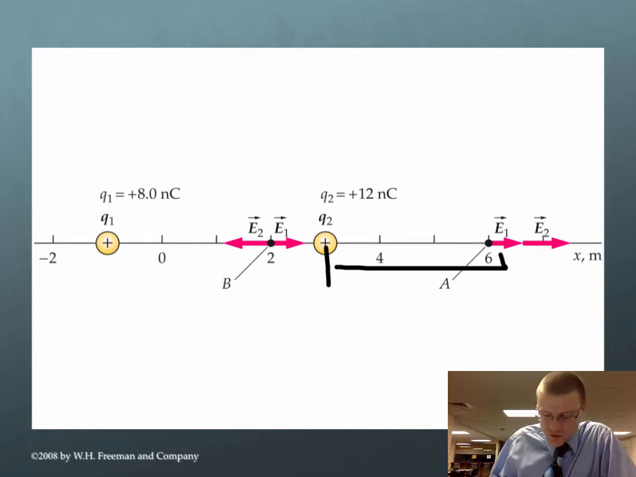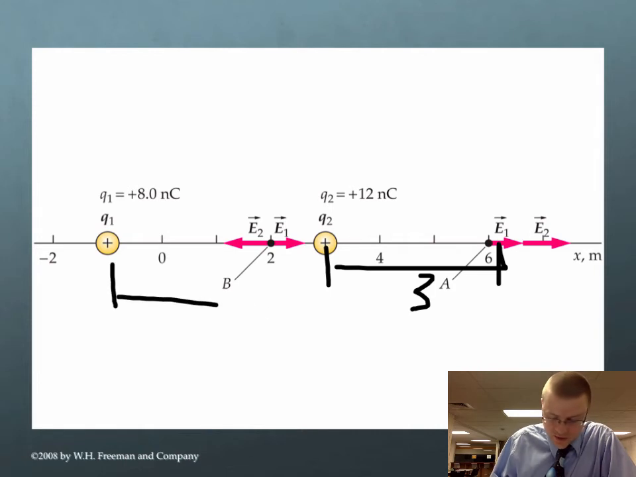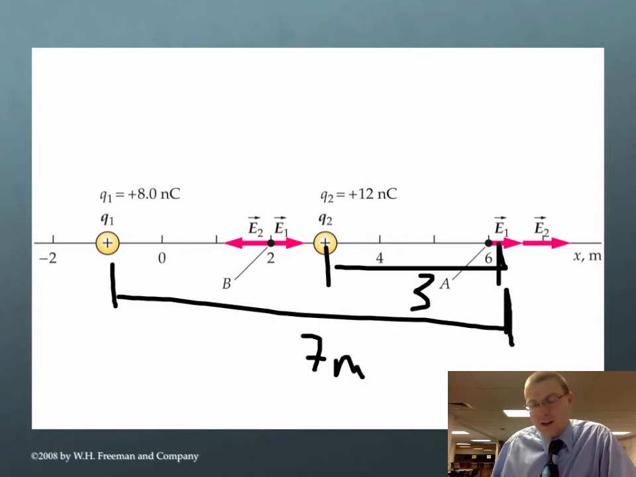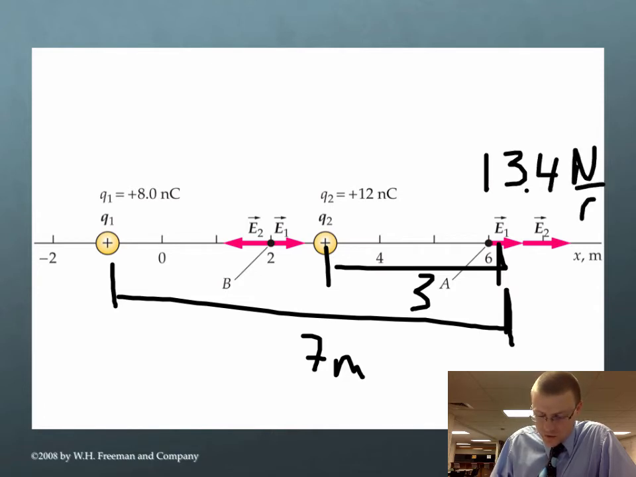So charge 2 is 3 meters away, and charge 1 looks like it is 7 meters away. Now you can see that electric field 1 and electric field 2 are pointing in the same direction, so I just have to use kQ over r squared and add the two electric fields I get in the end. When you do that, you should get around 13.4 newtons per coulomb as the electric field strength. What about that location B?